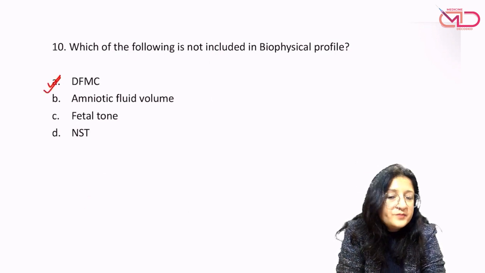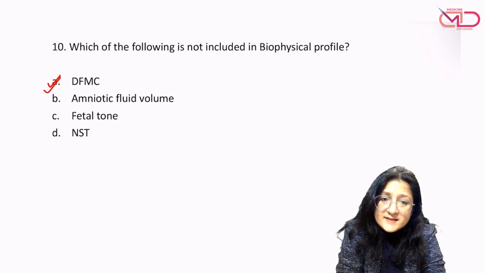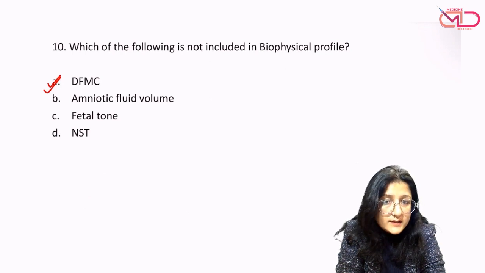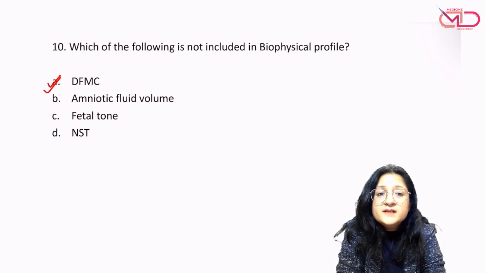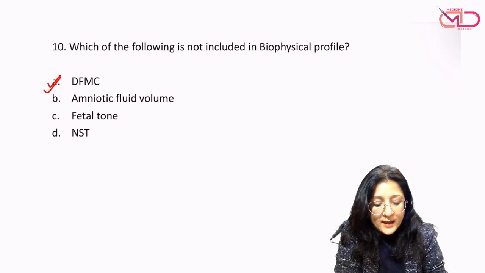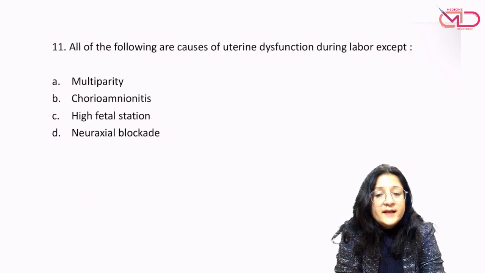Amniotic fluid volume, fetal tone, fetal breathing, fetal gross body movement, and NST, these are the five components which are included in biophysical profile. DFMC is not one of them. Now, let's have a look at the next question.